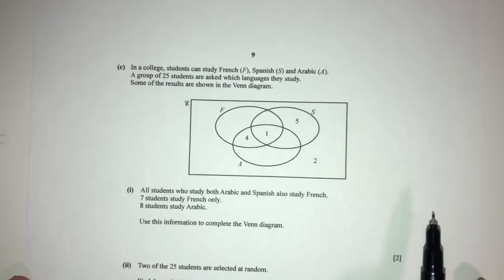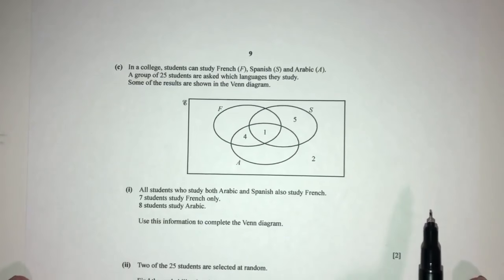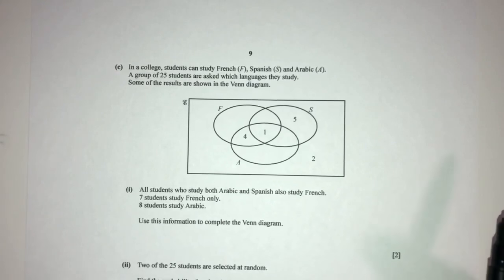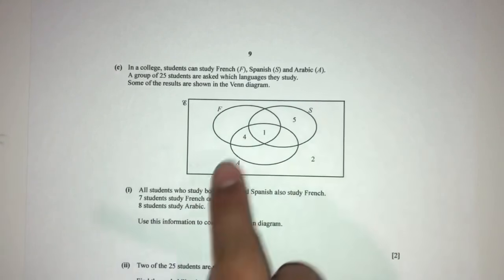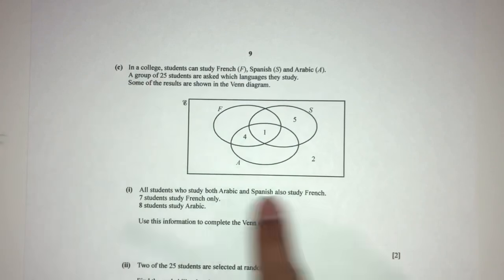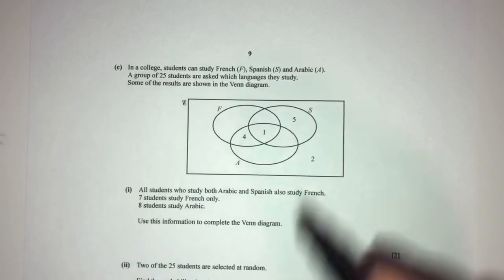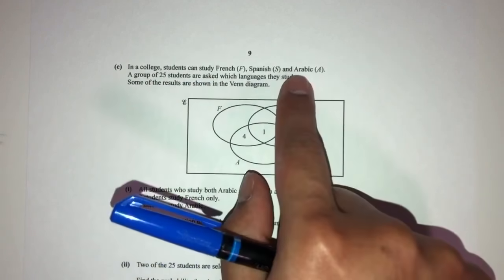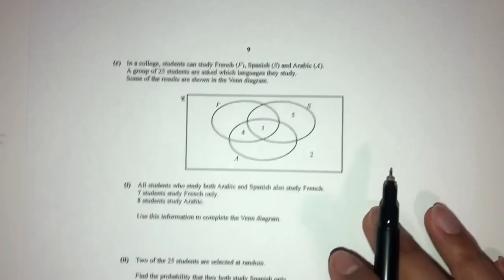Now let's move on to part C of the question. In a college we have students who can study French, Spanish, and Arabic. A group of 25 students, so everything will sum to 25, are asked which language they study. So we have these results for now.